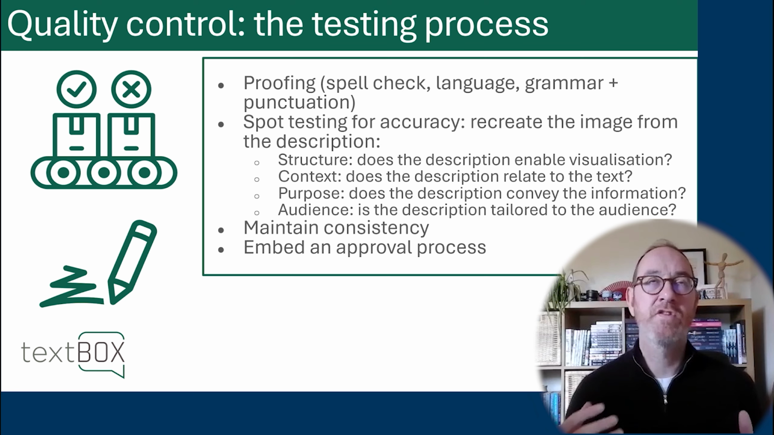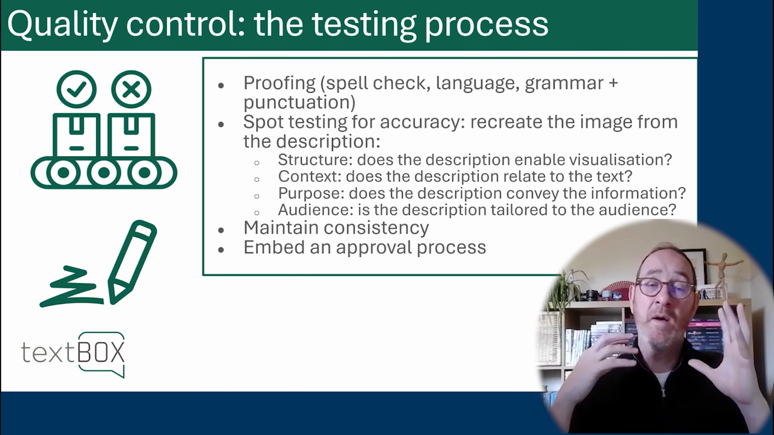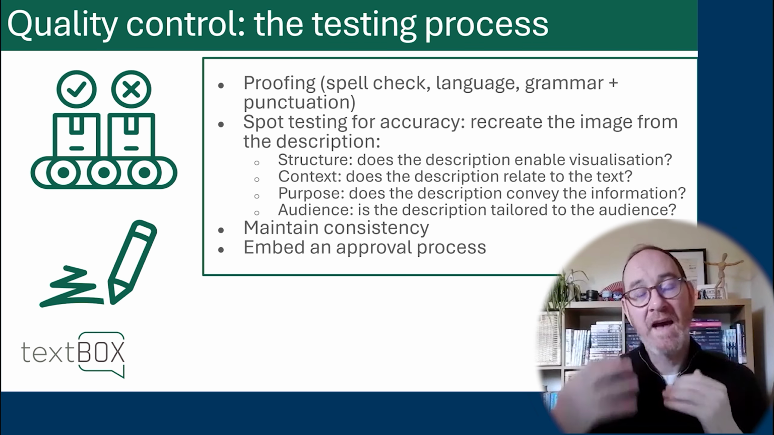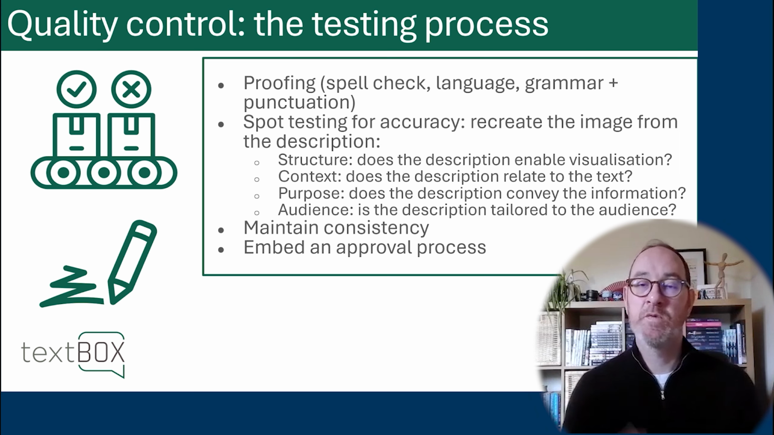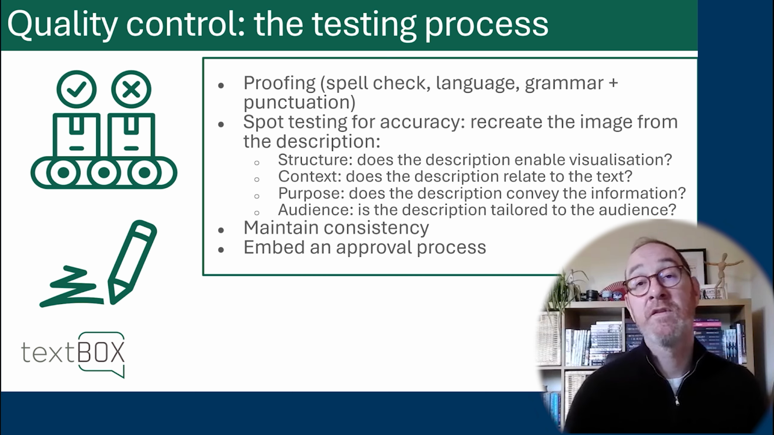And when I talk about structure, I mean things like for a graph, you've got the X and the Y axis, the number of data points. So having that structural element really helps with that visualization process. Context, does the description relate to the actual text surrounding the image? What's the purpose of the image? Does the description convey that information? And finally, audience. Is the description tailored to that audience?